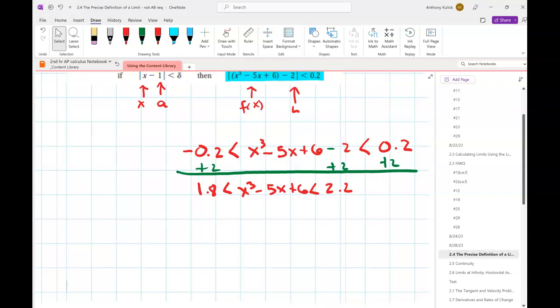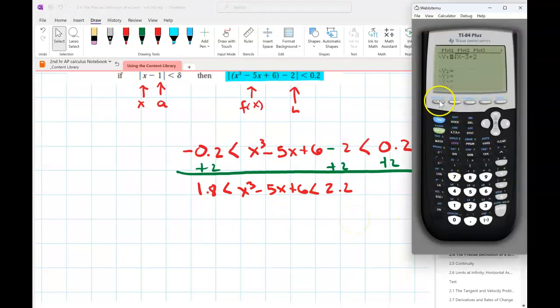So what I'm going to do now is I need to find the value of x where x cubed minus 5x plus 6 gives me 1.8, and where x cubed minus 5x plus 6 gives me 2.2. How would I do that? Let's graph it and find an intersection, right? Do I have a good way of solving a polynomial like this? No. So that's what I'm going to do.